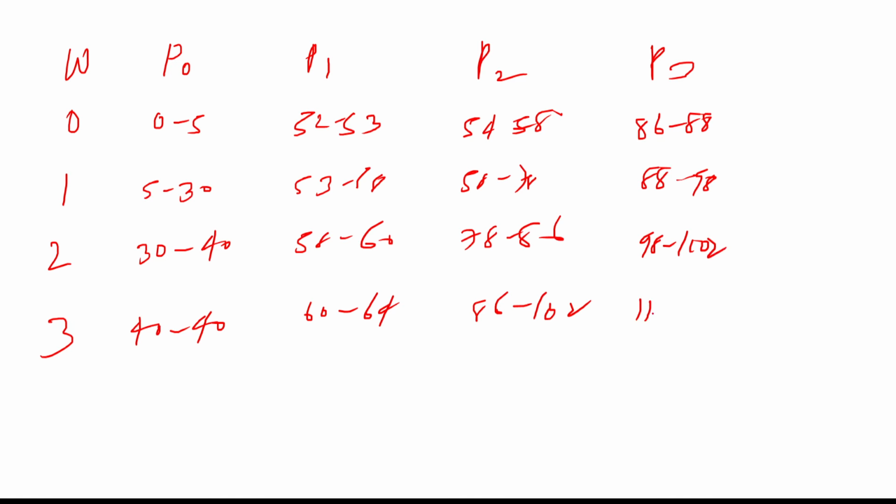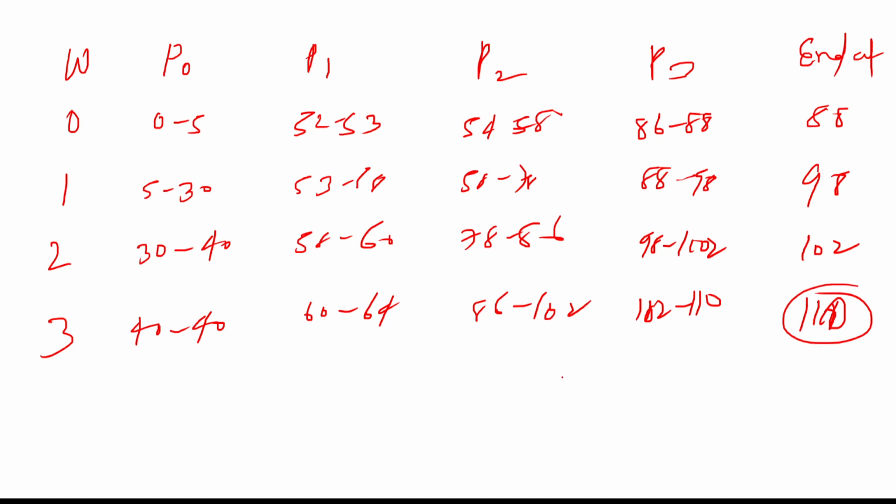Then we have 102 to 110, and the end times are 88, 98, 102 and 110. That is our answer. So the earliest possible time when wizard 3 finishes the last portion is 110. This is how our answer comes.